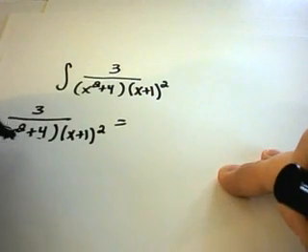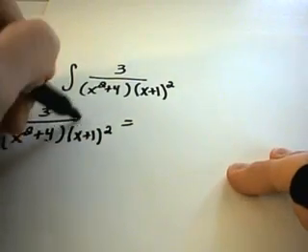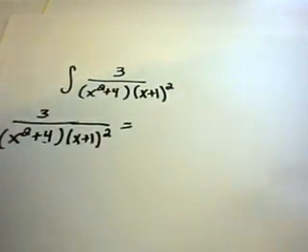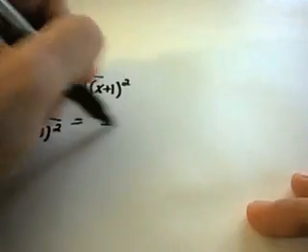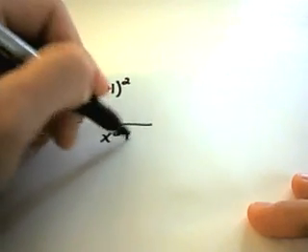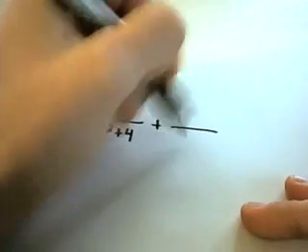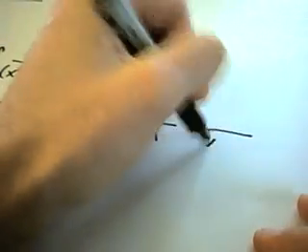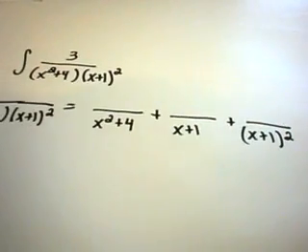So in this case, again, I have a quadratic factor. x squared plus 4 can't be factored. And then I have this repeated linear factor, x plus 1 squared. So each little thing gets its own fraction. So there's my x squared plus 4 term. And then we have to build up again to this x plus 1 squared term. Alright, so there that is.